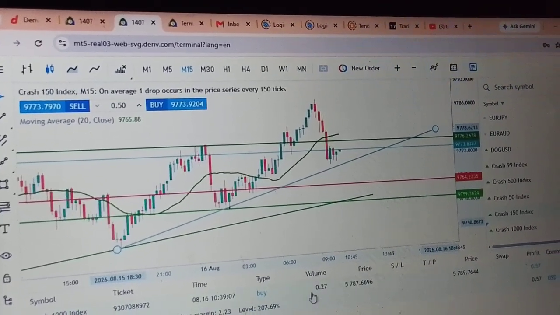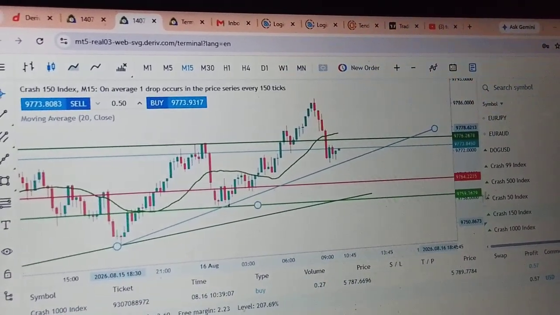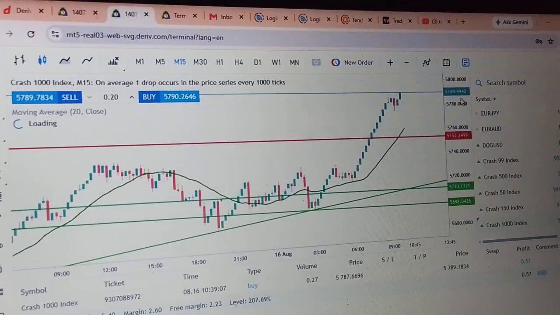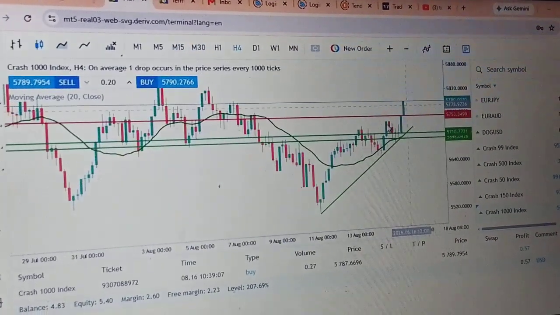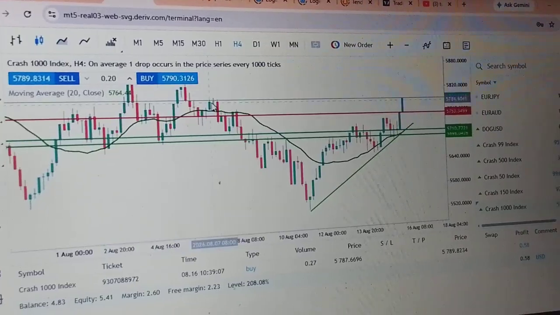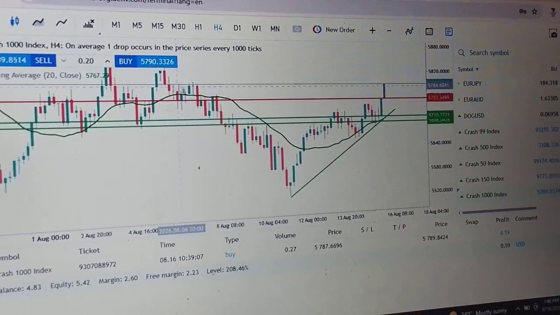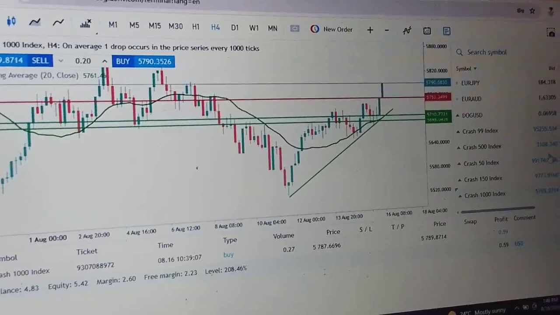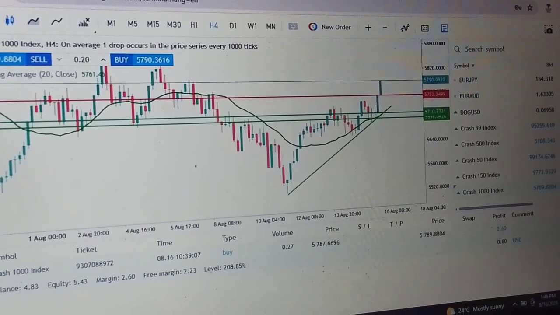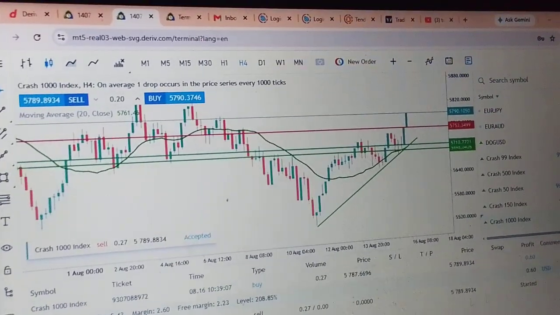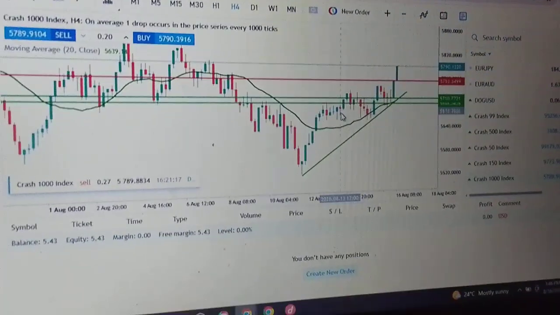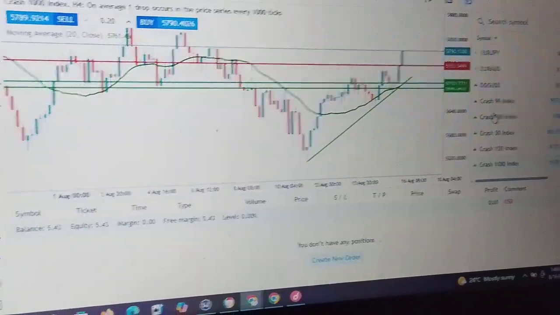You can see I'm having a running trade on crash 1000. There it is. We are already on a buy, but there's a resistance level here, so we want to close this trade because you can see on a 4-hour chart there's a resistance here. So let me close this at 0.6 USD. I've already closed the trade. I'm going to find a new opportunity later on.